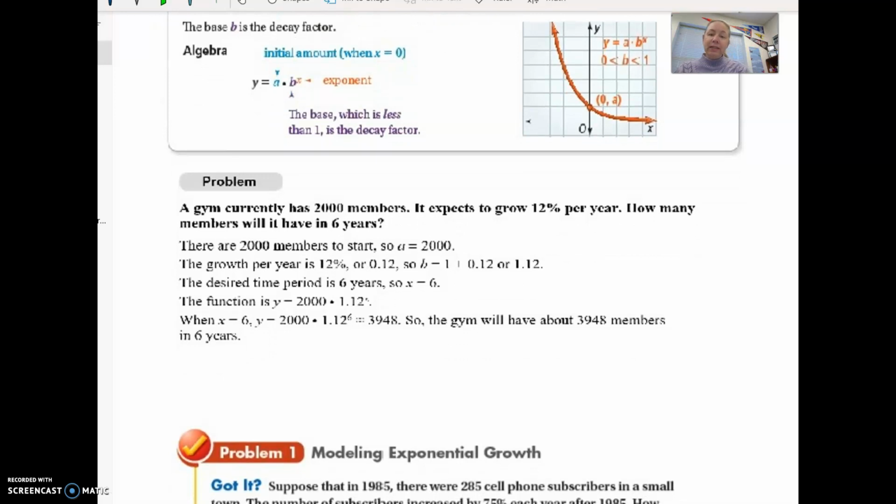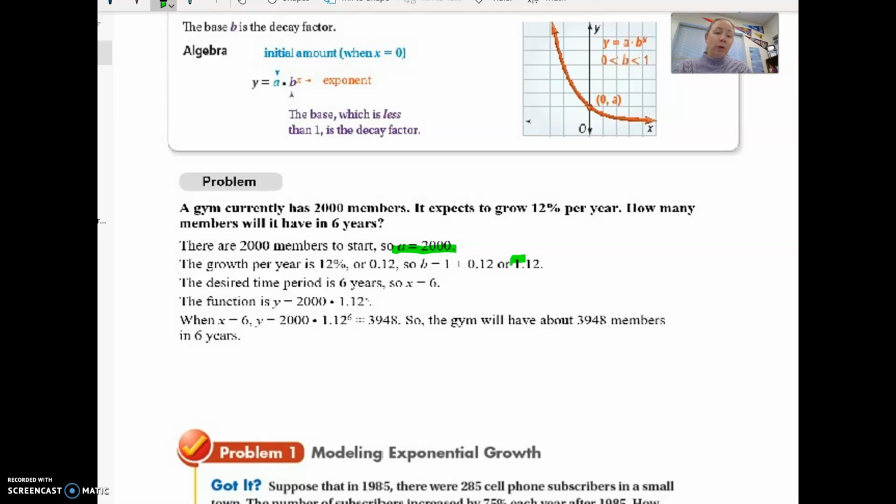So we're just going to do some examples that illustrate this point. In this first problem, it tells us a gym currently has 2,000 members. It expects to grow 12% per year. So how many members should it have in 6 years if it has that potential growth? Well, think of our starting point. Our initial value is 2,000 members. So that would be our A value.